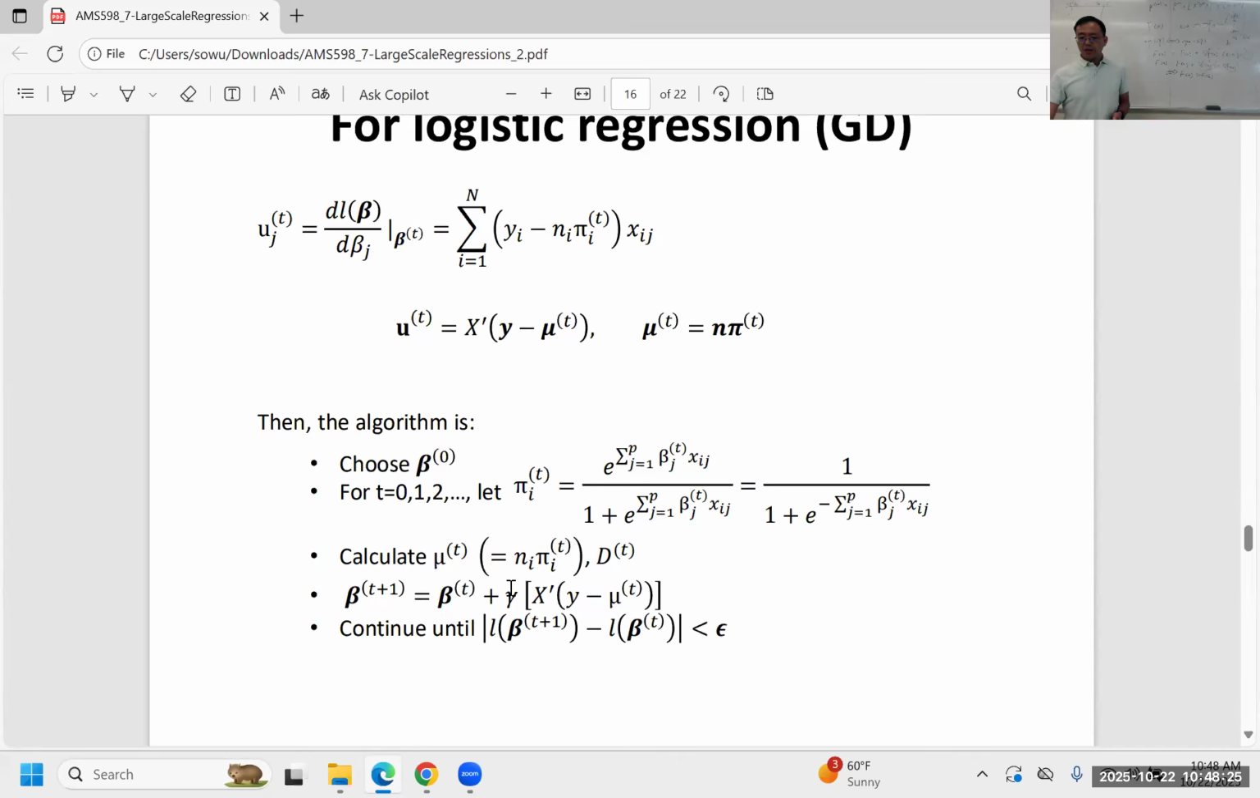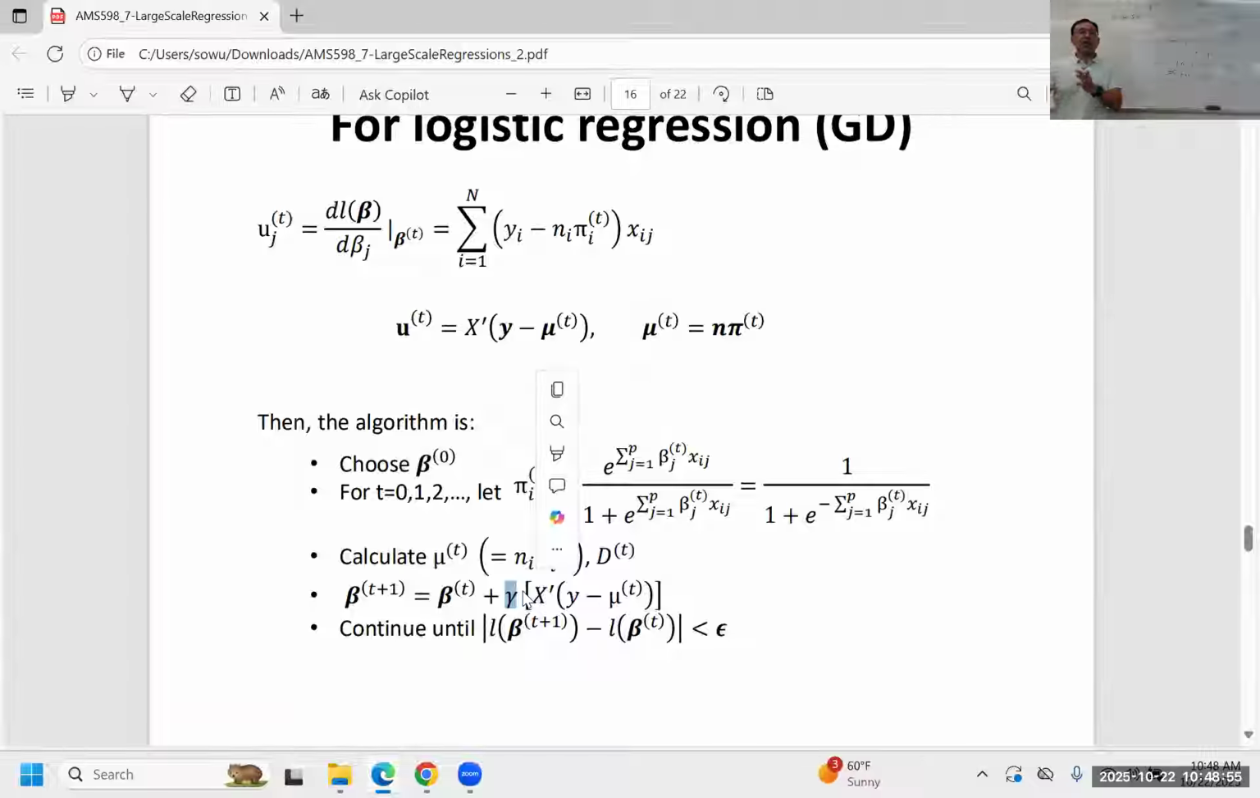Because the question is, how do you choose gamma? What is the value of gamma? What value are you going to choose? We have a term for it. It's called step size. Step size means how far you want to move your beta away from the previous value each time.